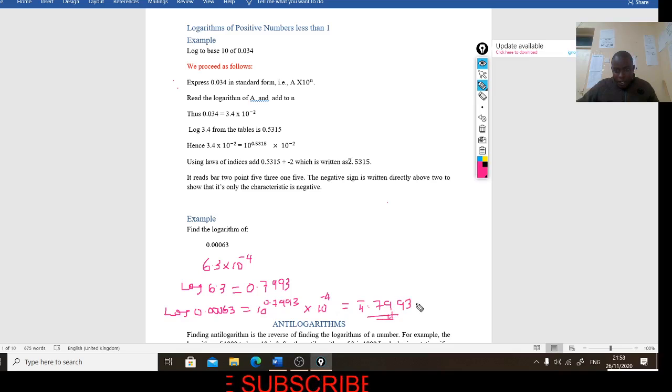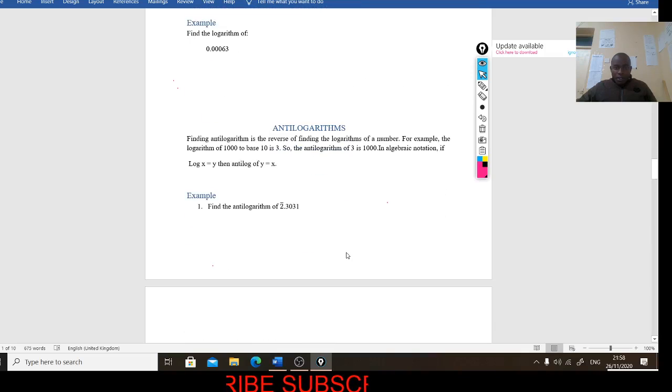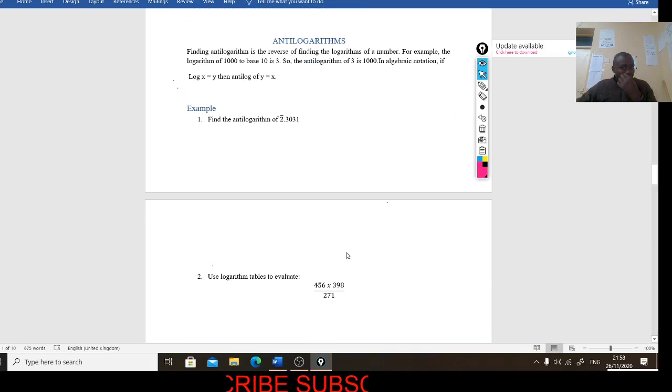So that is how we find the logarithm of a number like this one. Now we need to know how to find the anti-logarithm of numbers. Now we're going to talk about anti-logarithms.